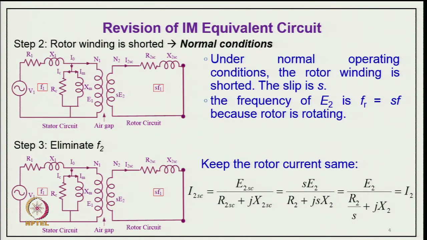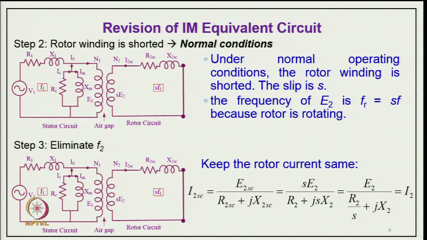Now, when the rotor winding is shorted, it is the normal running condition. The induced voltage will be slip times the voltage induced under the blocked rotor condition. The resistance will be the same, but the reactance will now be a function of the slip frequency.